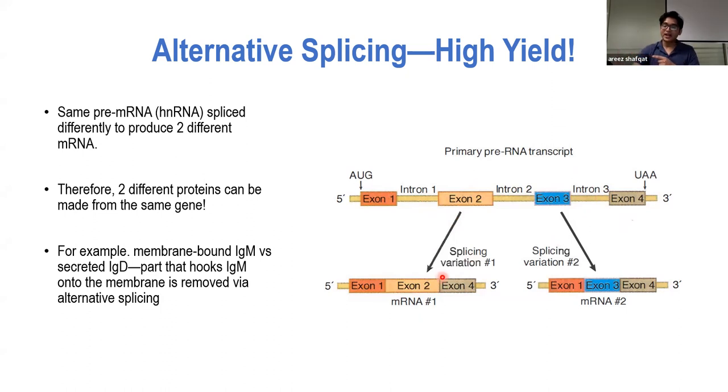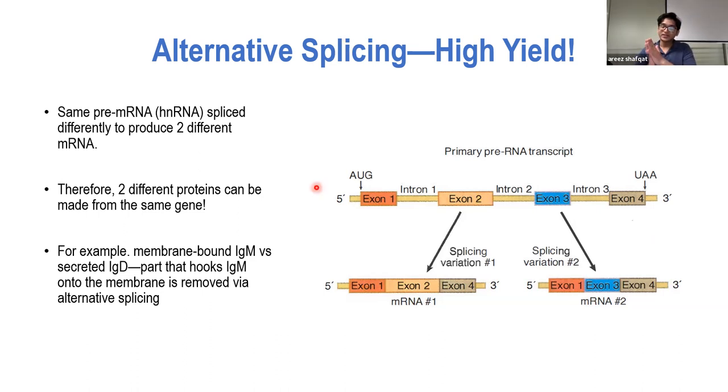But alternatively, what can happen is that they can join exon one, exon three, and exon four. So you have exon one, two, four here, and exon one, three, and four here. So from the same pre-mRNA, you are generating a different final mRNA. Does that make sense? So this is the concept of alternative splicing. Okay, good.